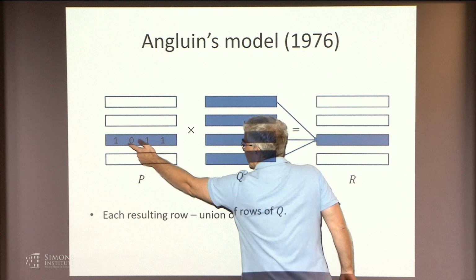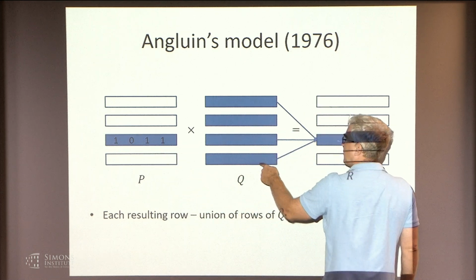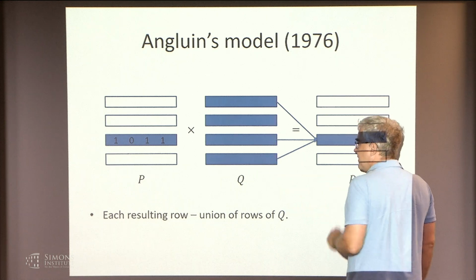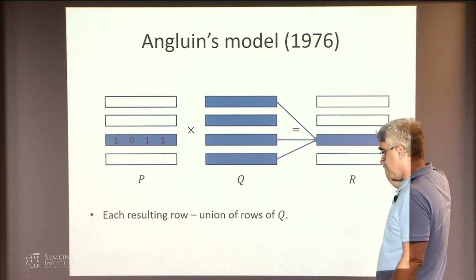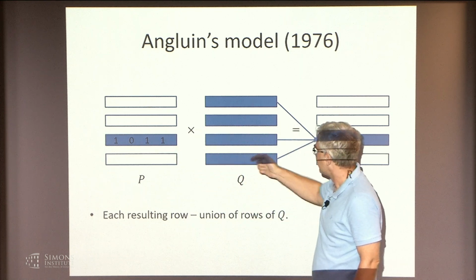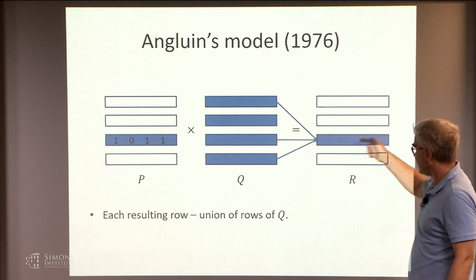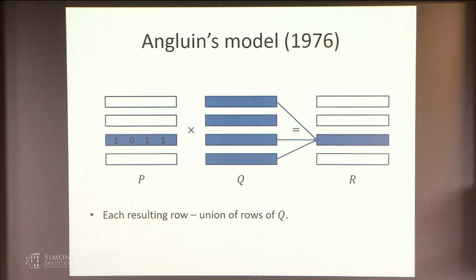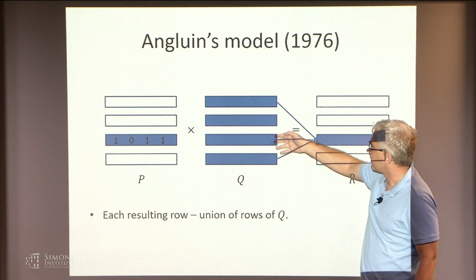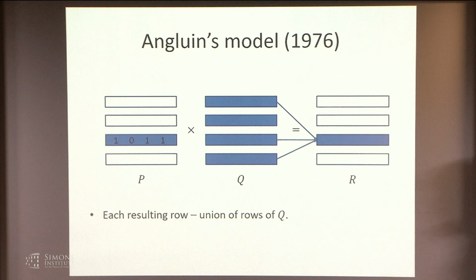Well, you take a row from here, and that row selects some of the rows in the second matrix Q. In particular, wherever you have a 1, you select those rows. Then you do a bitwise OR of these rows, and that gives you this row. Or you can call it union. You think of these as characteristic vectors of sets, and you take a union of these 3 sets. And you do this for each of the rows.